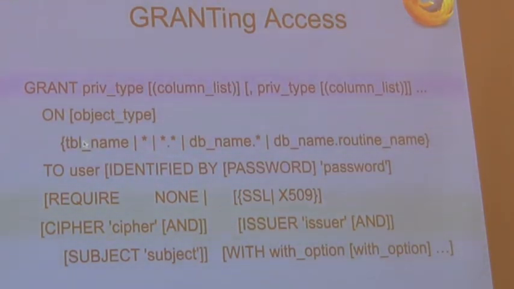So on object type, it's an event or a table name or database name. Even though the wildcard character for SQL is % and underscore, MySQL uses star in the grants because, hey, why not? So you can actually say on *.*, on dbname.*, or on dbname.routine_name. There's a whole lot of different access controls you can give here.